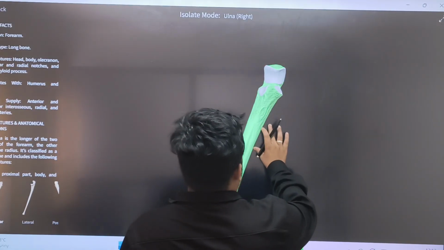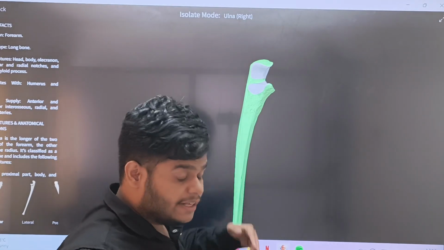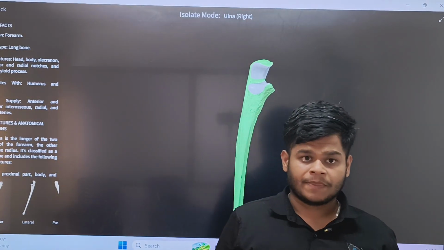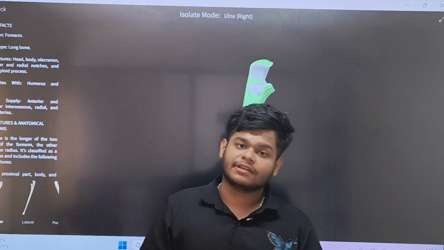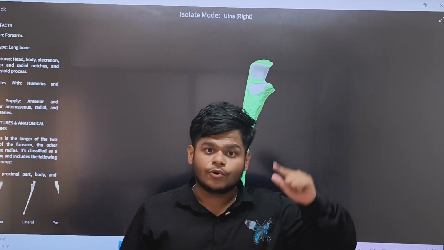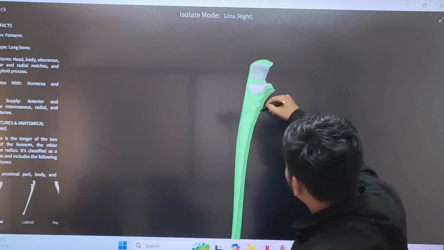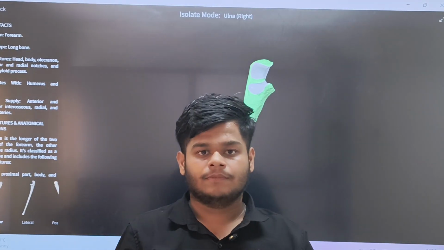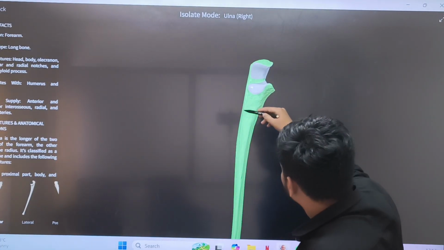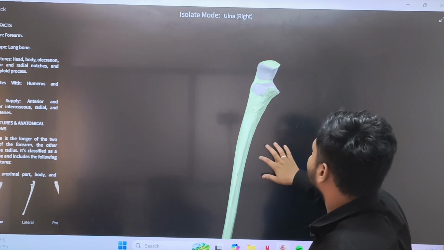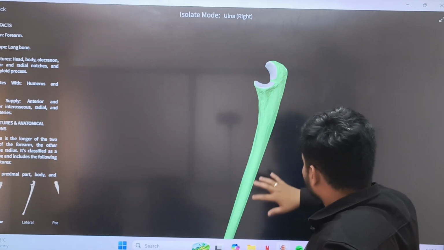Presence of ulnar tuberosity. Now, when you talk about the lateral surface, in its upper part there is a notch for the articulating surface of the head of the radius to form the superior radioulnar joint. And in the lower part there is a depression to rest the radial tuberosity. So the radial tuberosity rests here. So there is a little depression here.